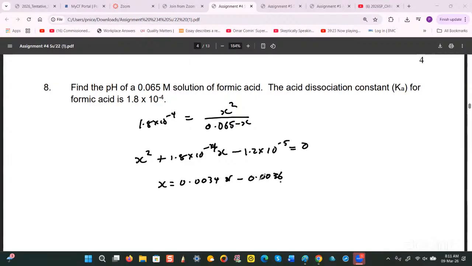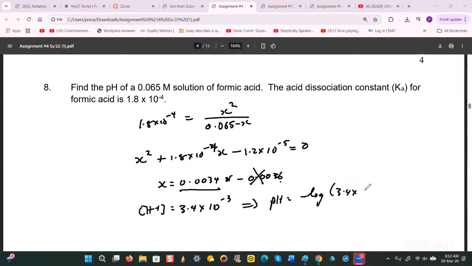And between these two, the negative one would not work in reality because X cannot be negative, right? X would be the concentration of H plus, and you can't have a negative concentration. So therefore, this is the value that we're going to use. So we're going to say the concentration of H plus is equal to, actually the same thing as we calculated earlier, 3.4 times 10 to the minus 3. Therefore, the pH is equal to minus log of 3.4 times 10 to the minus 3.